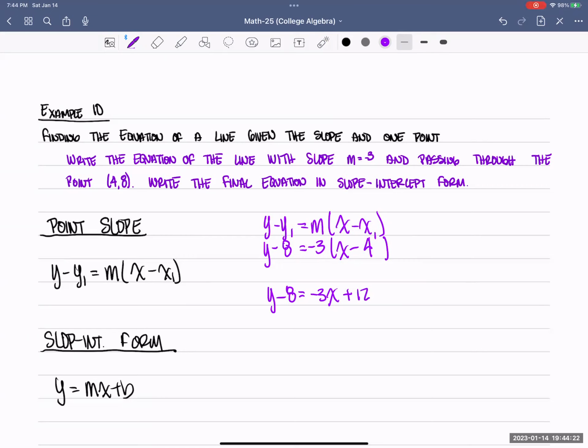And lastly, to get it in slope-intercept form, we're going to add 8 to both sides, leaving us with y is equal to -3x plus 20. And that's it. That's the equation of a line given a point and a slope in slope-intercept form.